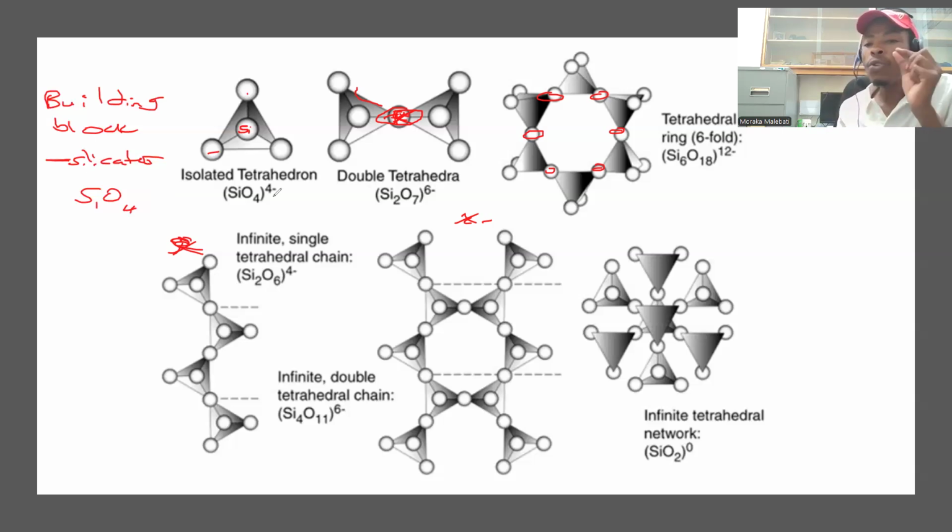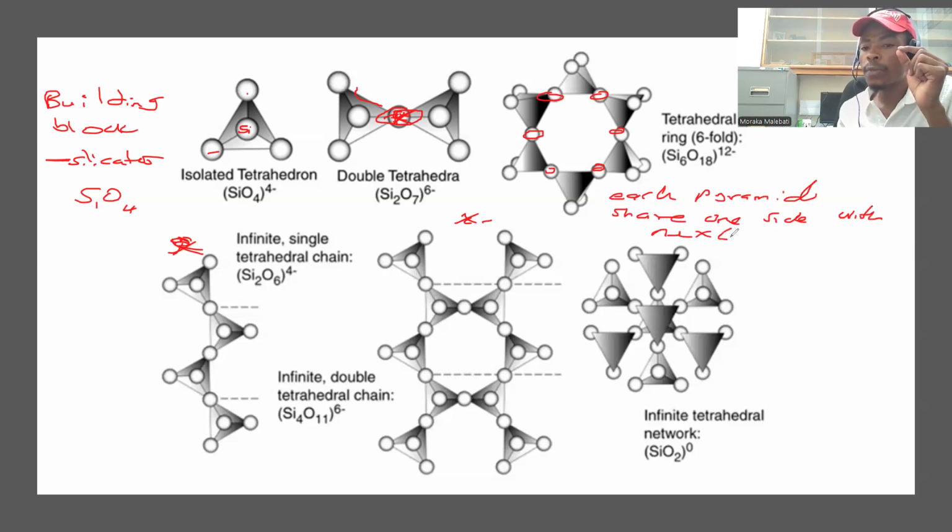But now the most important point is each pyramid would share one side with the next. That is the most important part. Although we are connecting a series of pyramids in a single straight line, the most important part is each pyramid would share one side with the next.